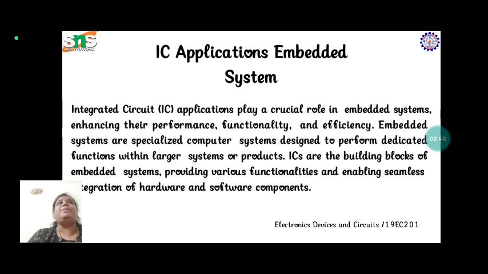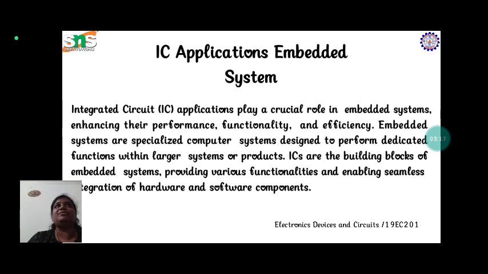But in an embedded system, we can do only a specific task. The power consumption is very low, so we are using embedded systems. One more thing: an embedded system is automated, so whatever you would like to do, you can do it. But in a normal system, whatever you have to do, you do manually. So we are switching over to ICs.